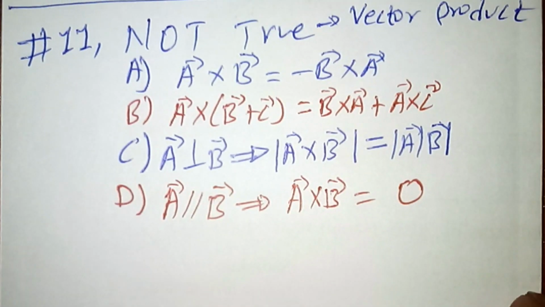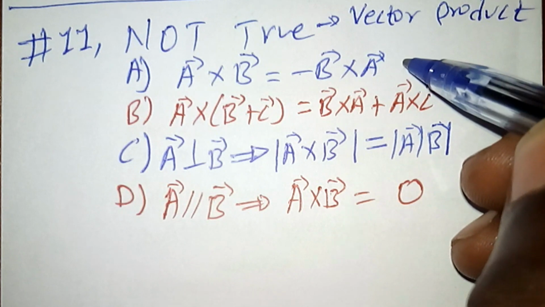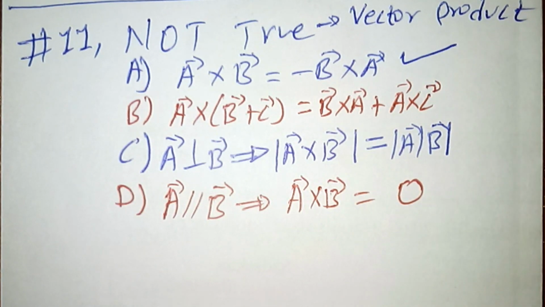Alternative A: A cross B is equal to minus B cross A. This means that the vector product is not commutative; A cross B is the negative of B cross A. This is always true, so it is true.